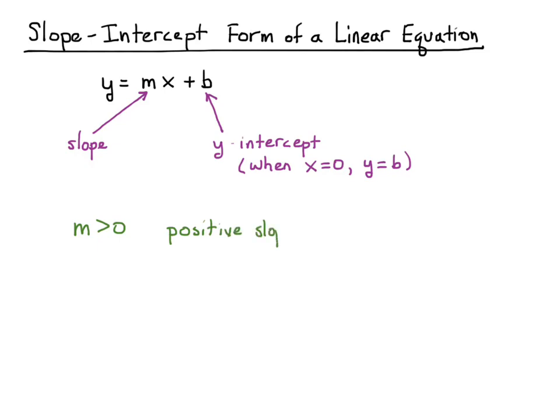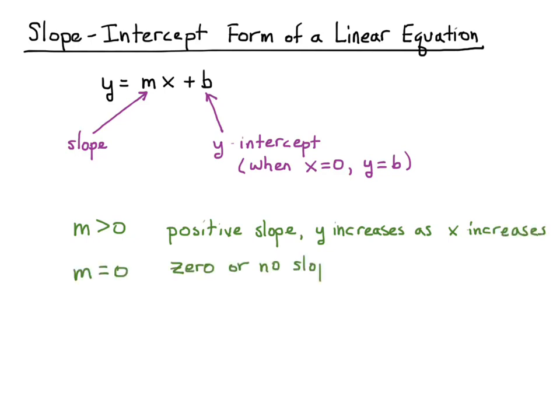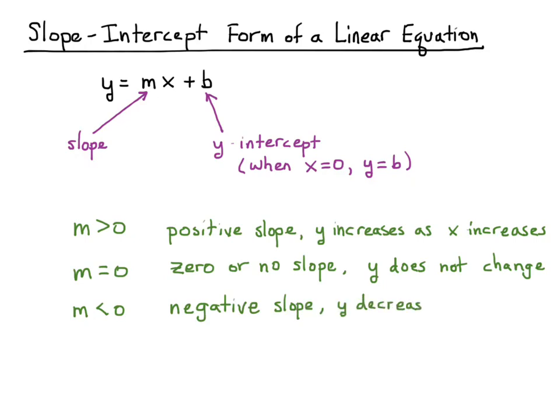So, of course, if the slope is positive, then y is increasing as x increases. If m is 0, we have 0 or no slope, so that means we have a horizontal line. And then if it's negative, we have y decreasing as x increases. And of course, if it's undefined, that means we have division by 0. What we have is a vertical line.